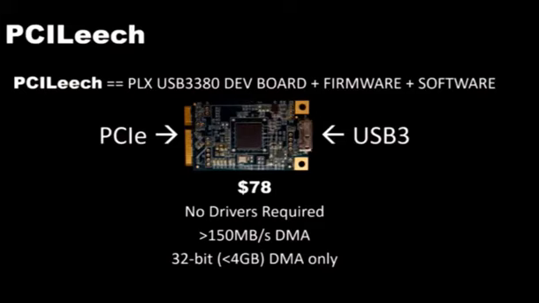With this piece of hardware, I'm able to get well over 150 megabytes per second DMA transfer speeds. Unfortunately, this chip is only capable of 32-bit addressing, and that means that you're only able to access the lower 4 gigabytes of memory with this card. As we'll see later on, that's not really a problem in practice.